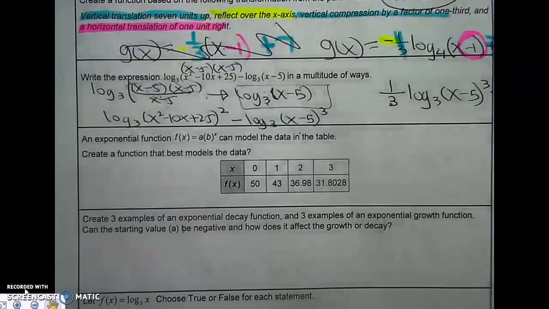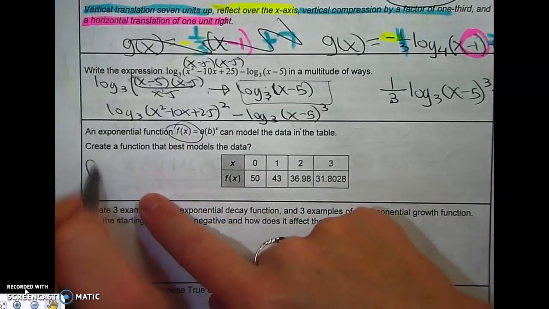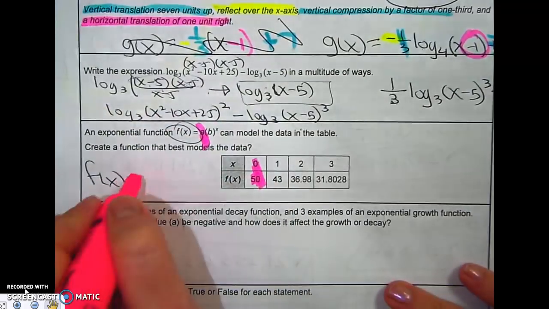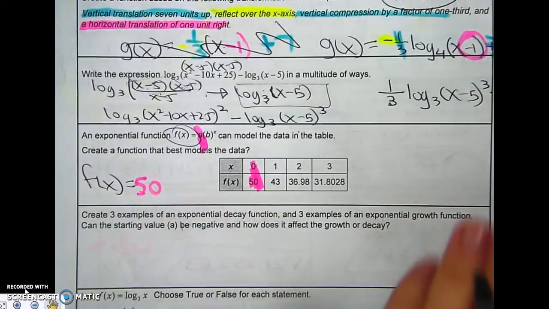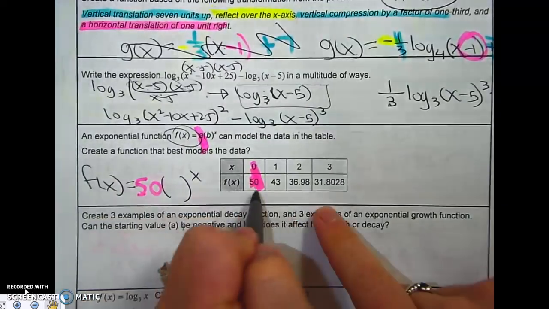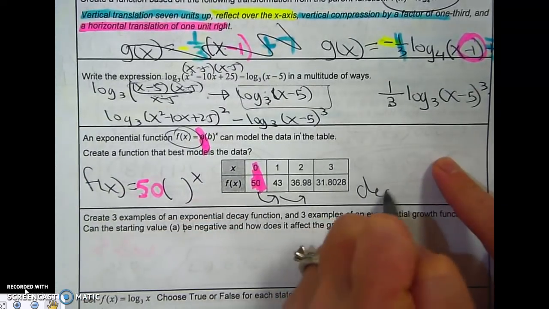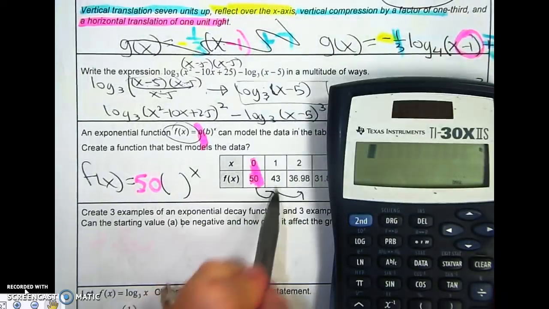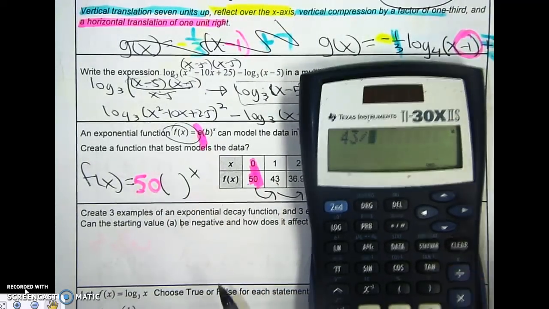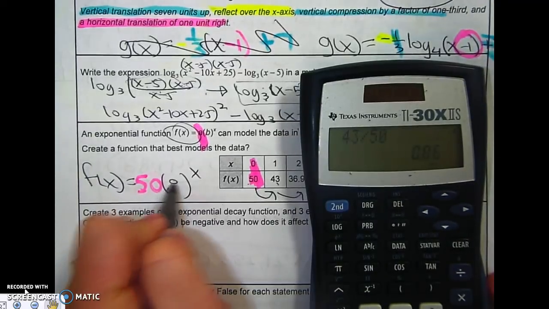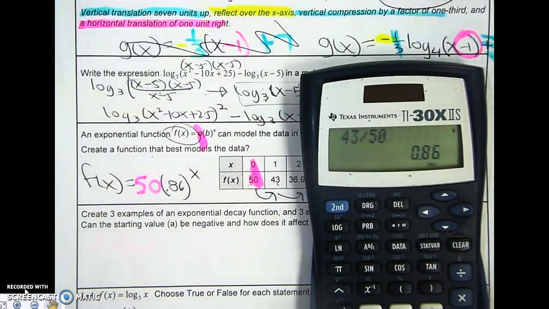All right, next one. They want you to create a function using f of x. Your a represents what you start with, your principal. So that's 50. And all I have to do now is decide if it's growth or decay. Well, I notice the numbers are getting smaller, so that means it's decay. So it's less than 100%. So I'm going to go in my calculator. I'm going to take this number divided by this number. And that gives me 0.86. And that means it is decaying by 14%.